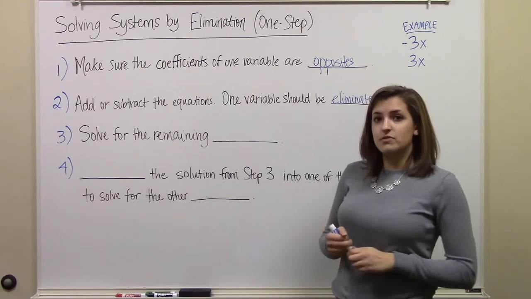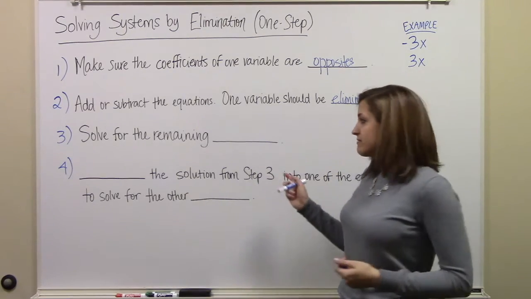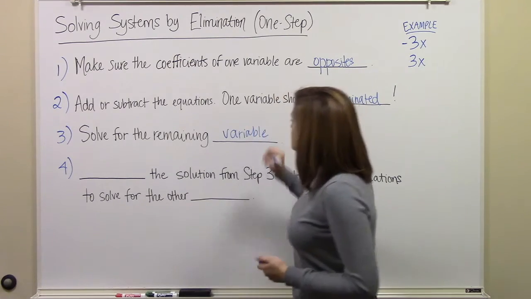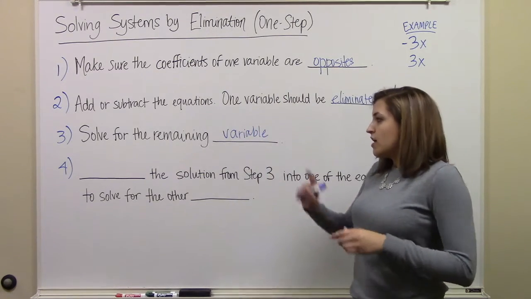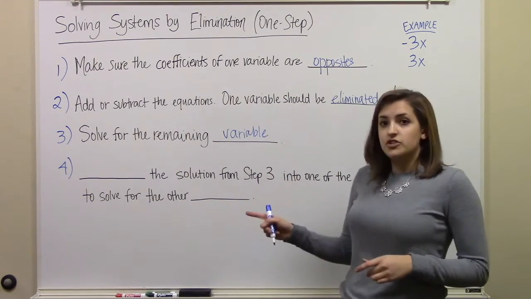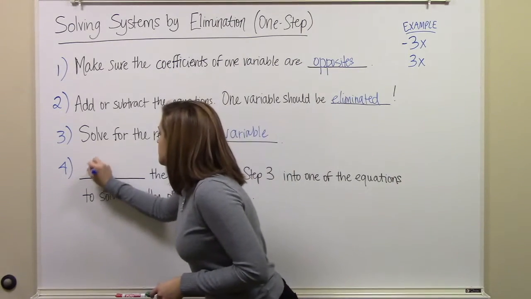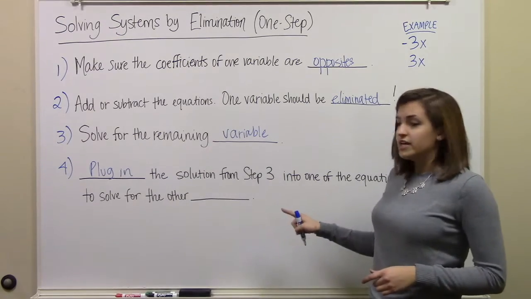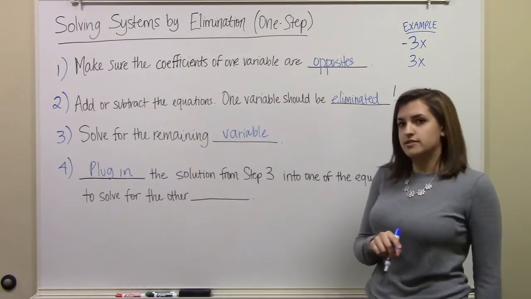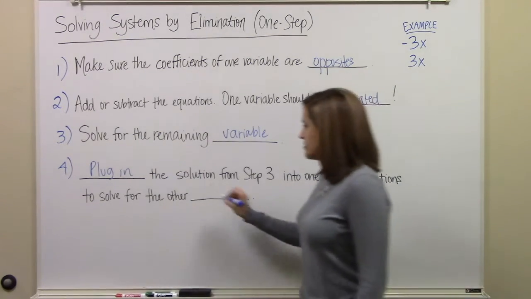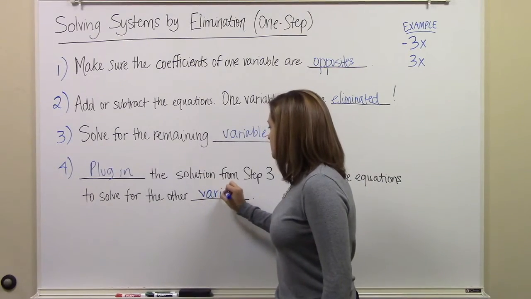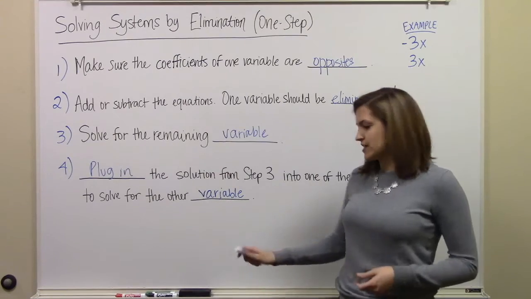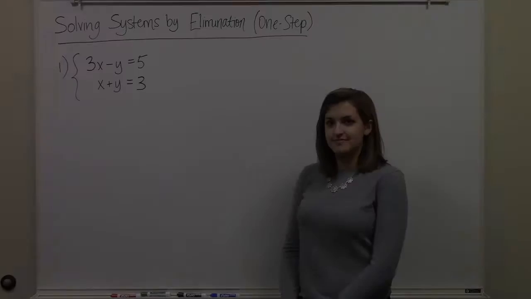Our third step is going to be to solve for the remaining variable. So you'll have eliminated one, and you're going to want to solve for the other one. Our fourth and final step is to plug in the solution. So plug in the solution from step 3 into one of the equations to solve for the other variable. So in the end, you will have solved for both of your variables. All right, let's put these into action and do some examples.